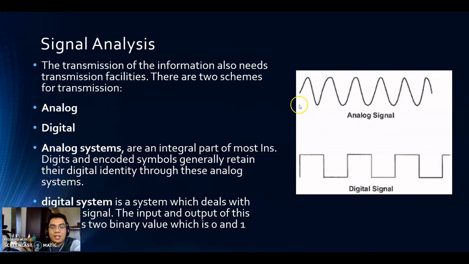Okay, so what you can see here, the illustrated figure here is the analog signal and the digital signal. So we can also see the difference between what an analog signal looks like and what a digital signal looks like.